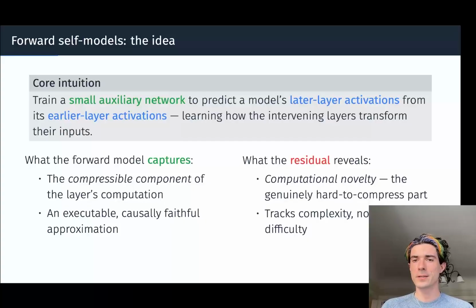Specifically, this tracks complexity of the computation that the main model does, rather than the prediction difficulty of the main model. And this becomes important down the line.